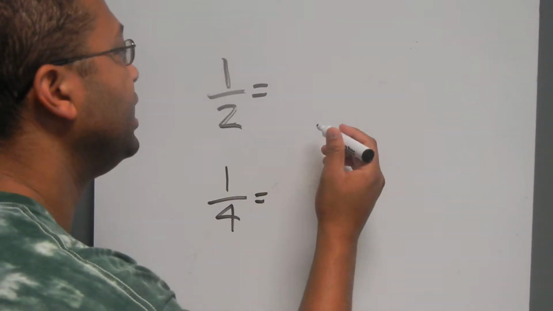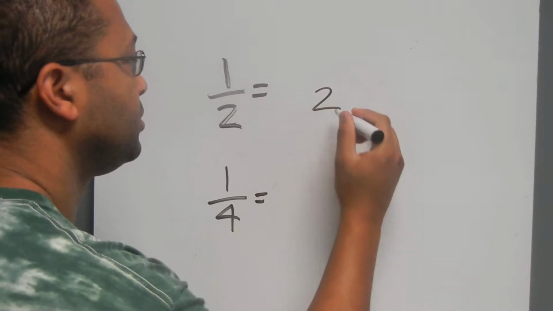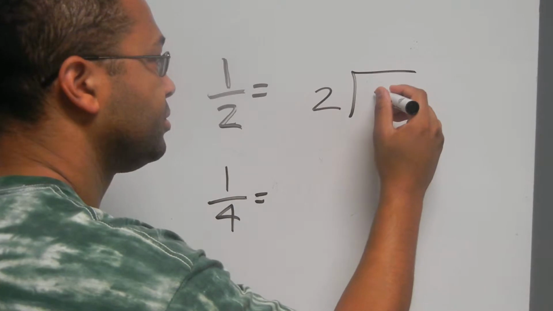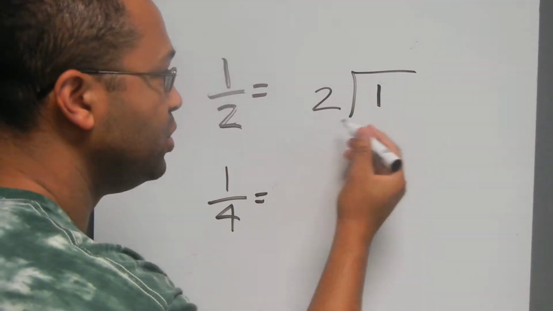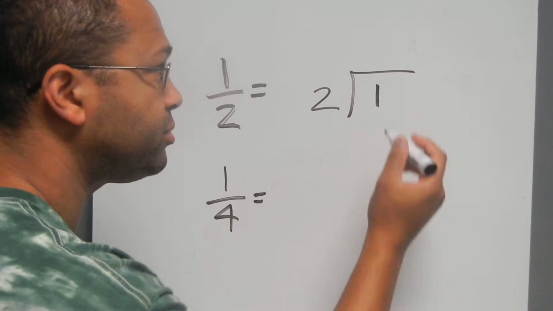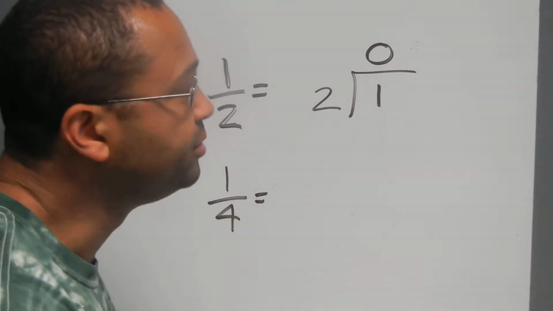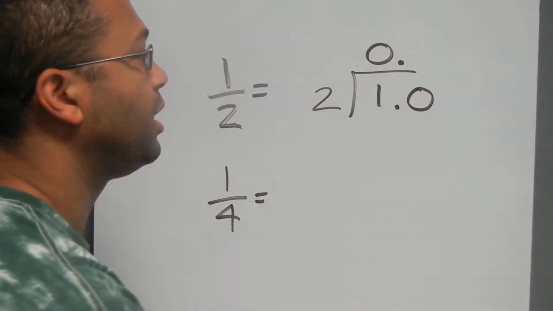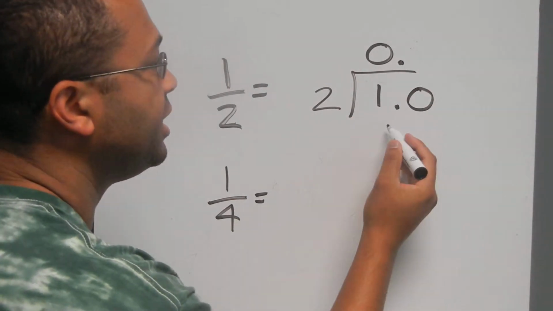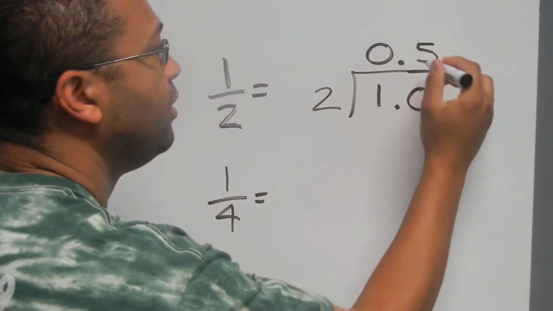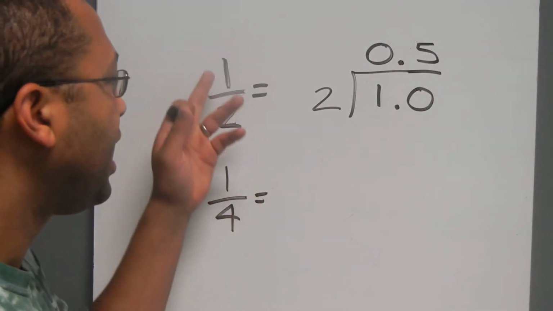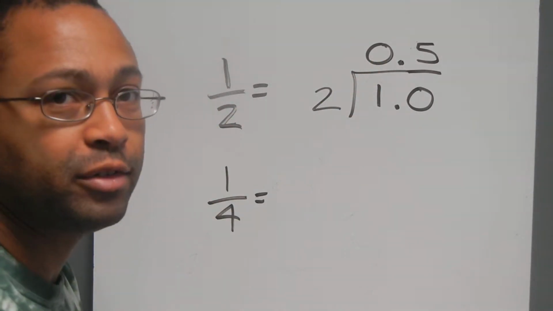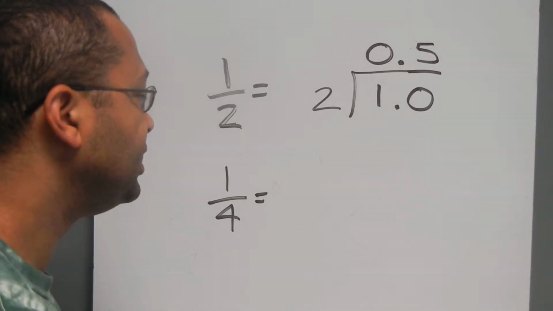What we're really doing is taking the denominator and dividing it into the numerator. In this case scenario, 2 goes into 1 how many times? 0. So, okay, I'm going to add a 0 back here. How many times does 2 go into 10? Oh, that's easier. 5. And as everybody knows, half, another way to say 1 over 2 or half, is equal to 0.5.